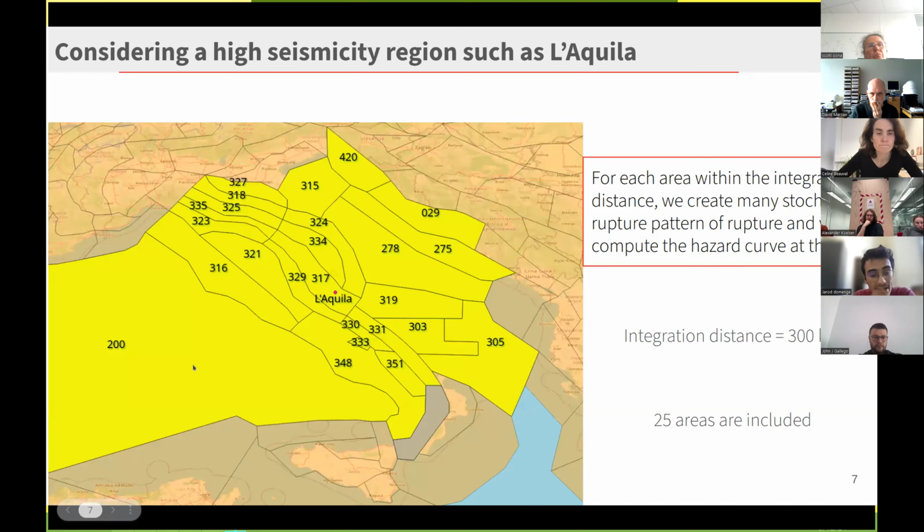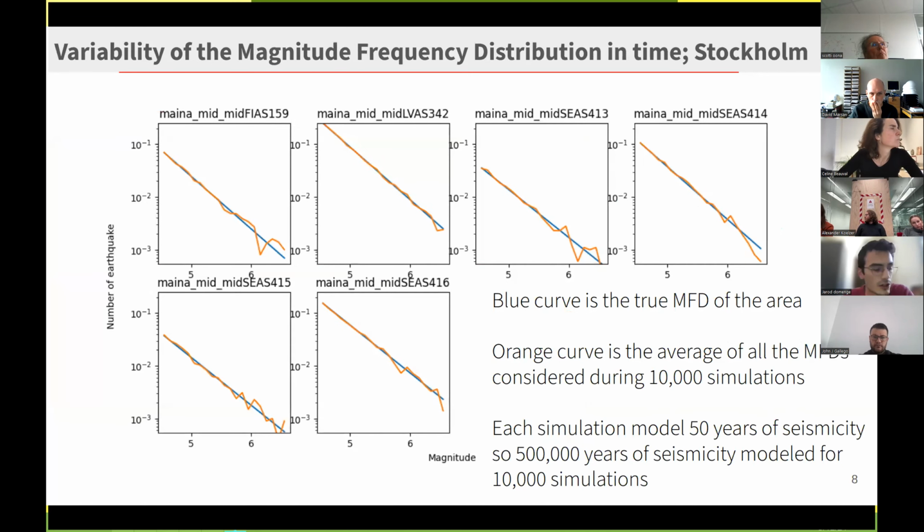And we do exactly the same, but now for another region, another city, here L'Aquila. We also take an integration distance of 300 kilometers around the site, and you will have here 25 areas that are included. Okay, so I'll talk to you about the variability in time.